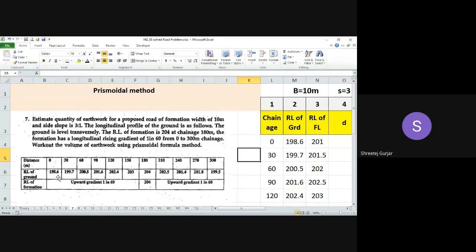They have not given the formation level at the starting. Usually they give the formation level at the first chainage itself, but here they have given it somewhere in the middle. So you have to use some calculations to calculate the formation level on this side and also on this side.